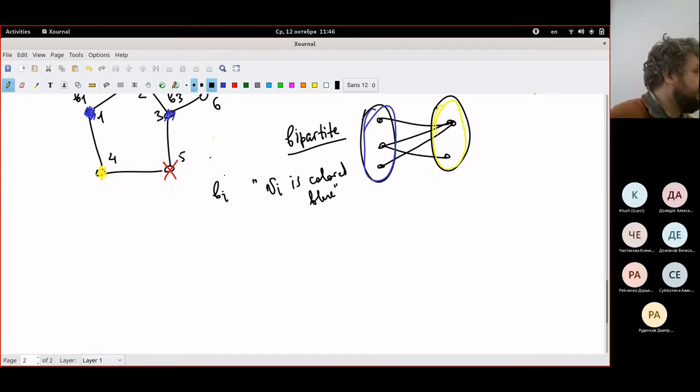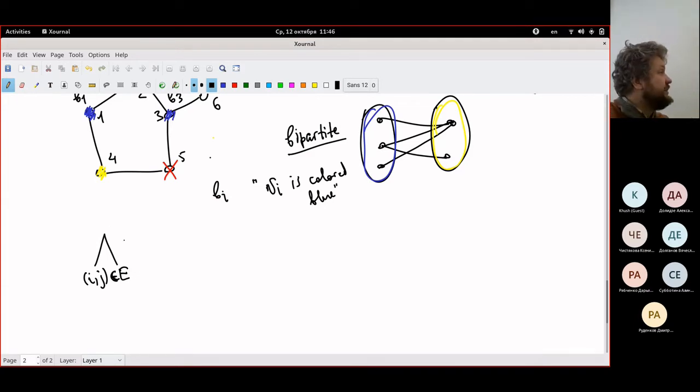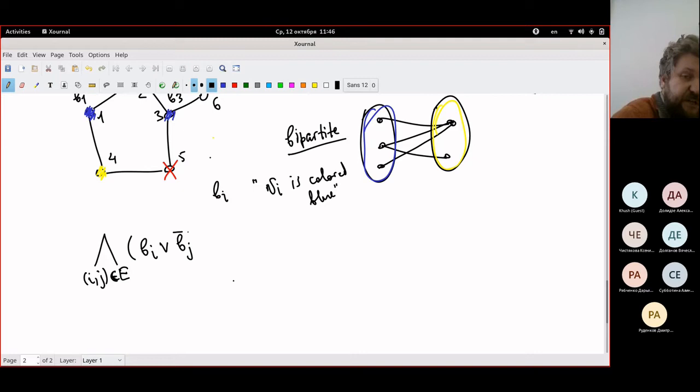And now the formula, how do you construct the formula? Again, you have a big conjunction for any pair ij which is inside E, so for any edge. We should say that it has different colors. So it's Bi or not Bj. So this says that they could not both be, it's Bi or not Bj, right? Because the first one is one color, the second is not. Yes, so if Bi is zero, then Bj should be one.